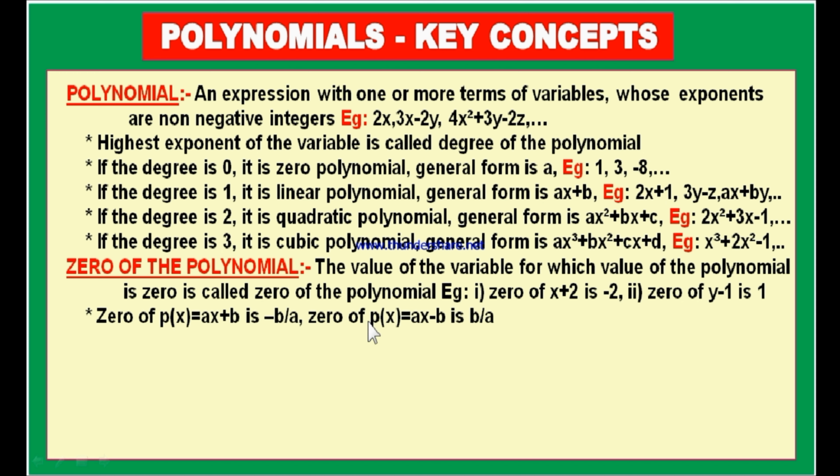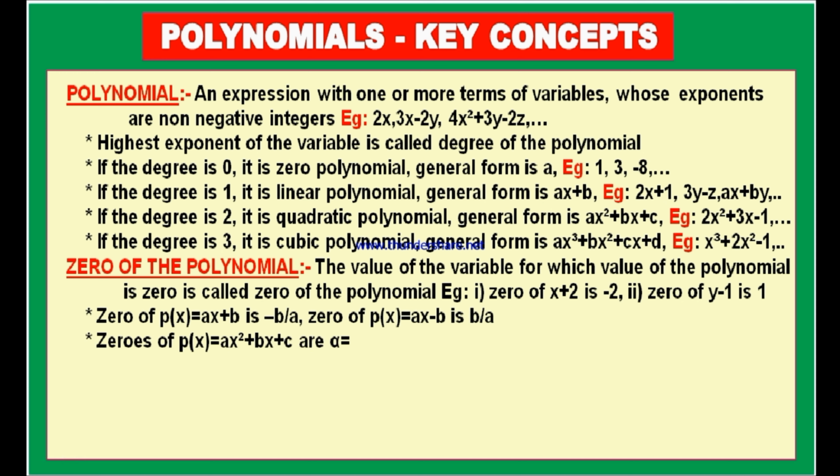Similarly, for the polynomial p of x is equal to ax minus b, equate ax minus b to 0. Then ax is equal to b, taking minus b to the other side, and x is equal to b divided by a. So b by a is the zero of this polynomial.